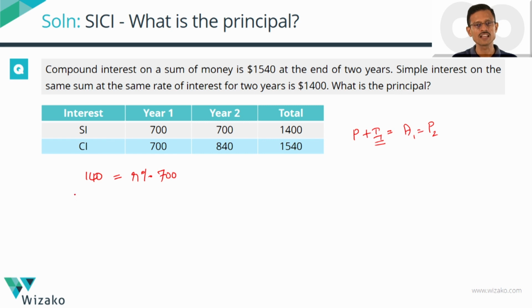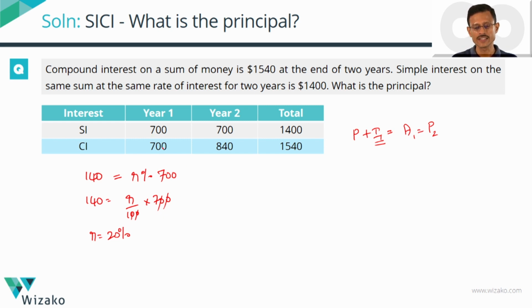Solve for R. Let's get the value of the rate of interest initially. So 140 is equal to R divided by 100 into 700. The zeros get cancelled. R is equal to 140 by 7, or the rate of interest is equal to 20%. So step 1, we have found out the rate of interest. Step 2, let's compute the principal.